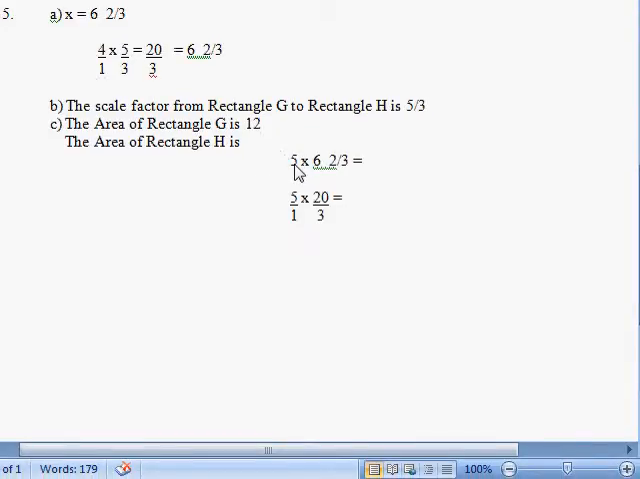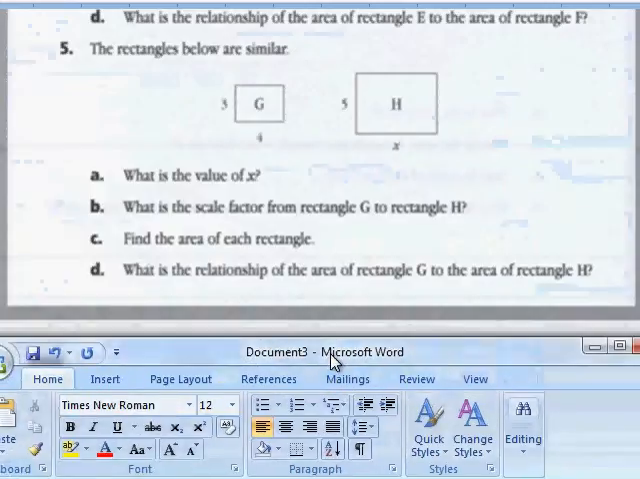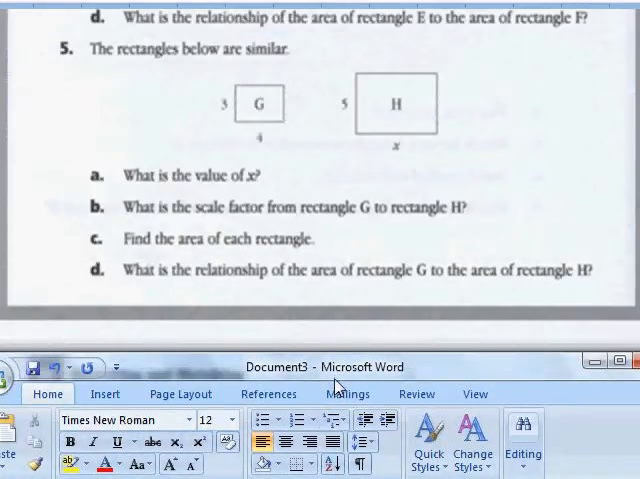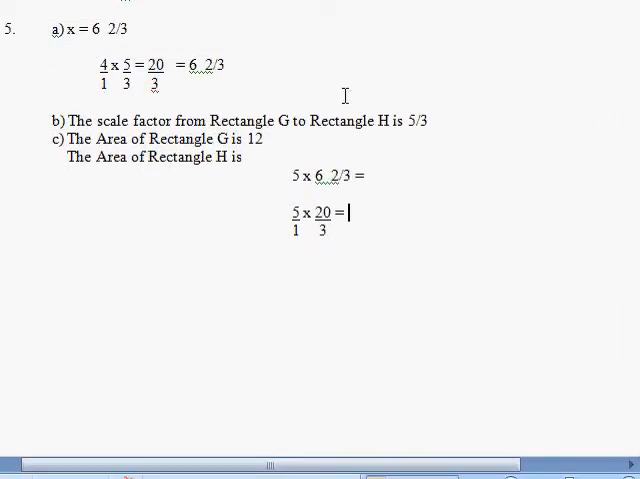So we have 5, which is one of the sides right here, times 6 and 2/3, which we found out was the other side. Now, to make things easier to multiply, we're going to change it back to improper, which is 20/3. So 5 times 20/3, again, I put it over 1 to help you out, is 100 over 3, which is the same thing as 33 1/3.